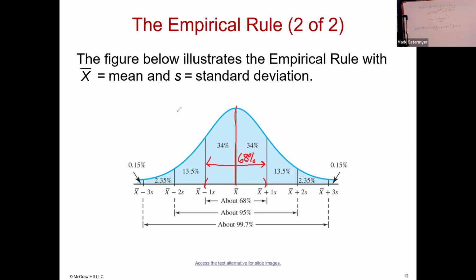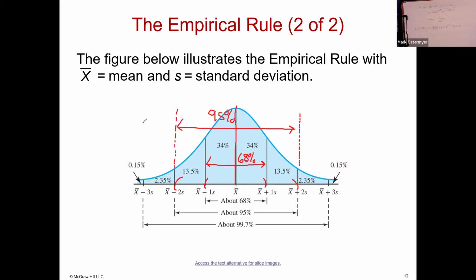By the time you venture two standard deviations either side of your mean, from two standard deviations below the mean, x bar minus 2 times s, to two standard deviations above your mean, x bar plus 2 times s, we would expect about 95% of our data points to lie in this interval between these two endpoints. So 95% of our data lies in this larger interval.